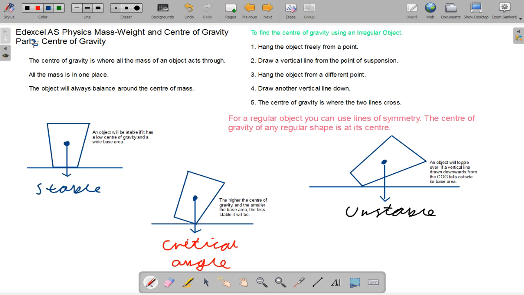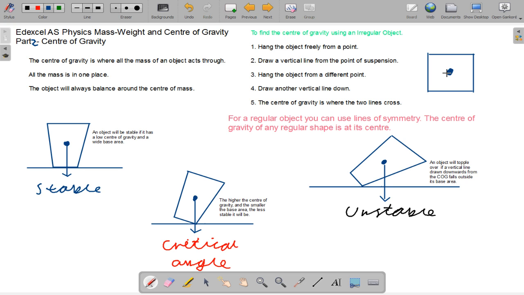For a regular object, you can use lines of symmetry. The centre of gravity of any regular shape is at its centre. So if we look at a square now, its centre of gravity will be right in the middle.